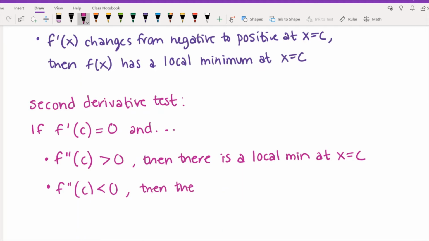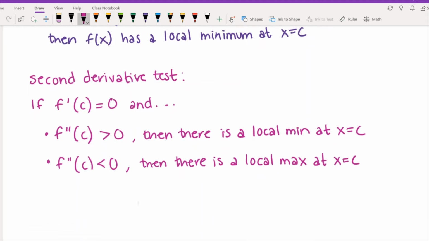You might think positive would be max and negative would be min, but just think about concavity. Concave up means like a valley and concave down means a hill. So there is a local max at x equals c.